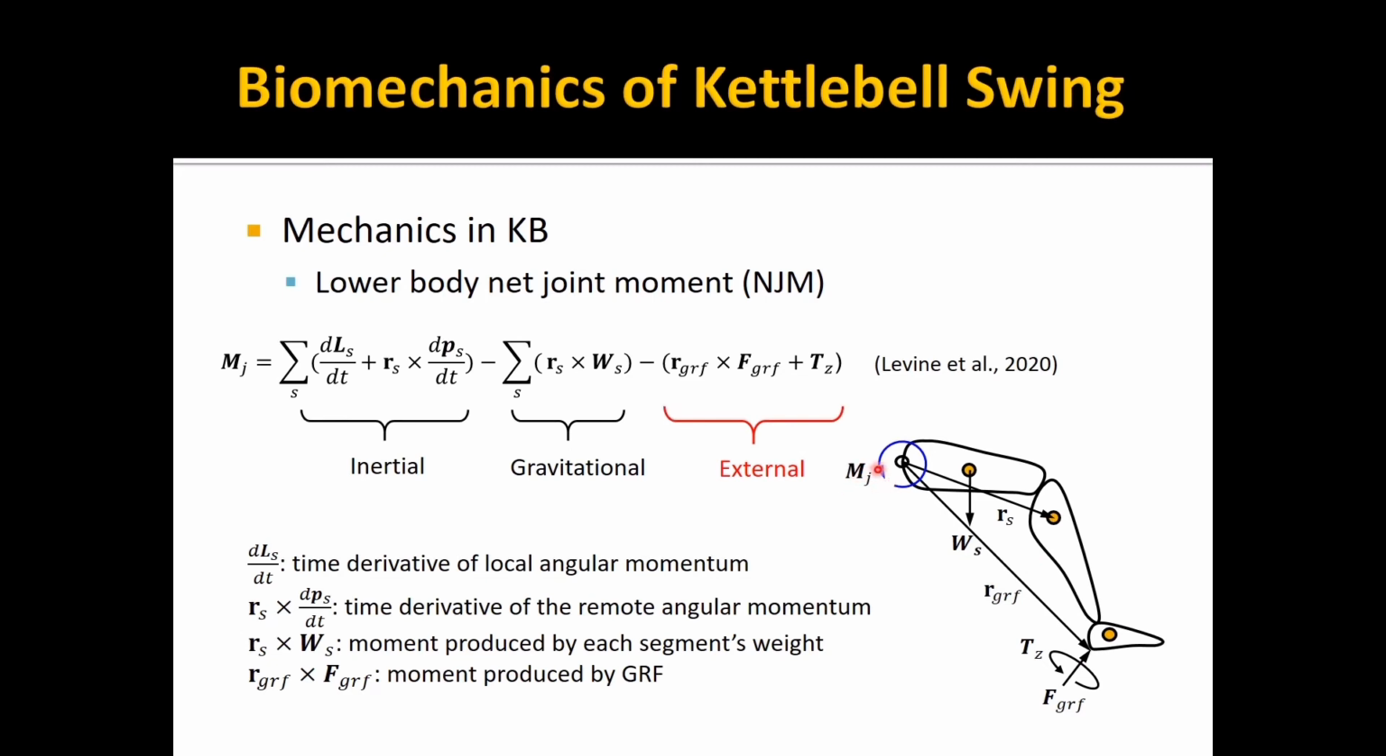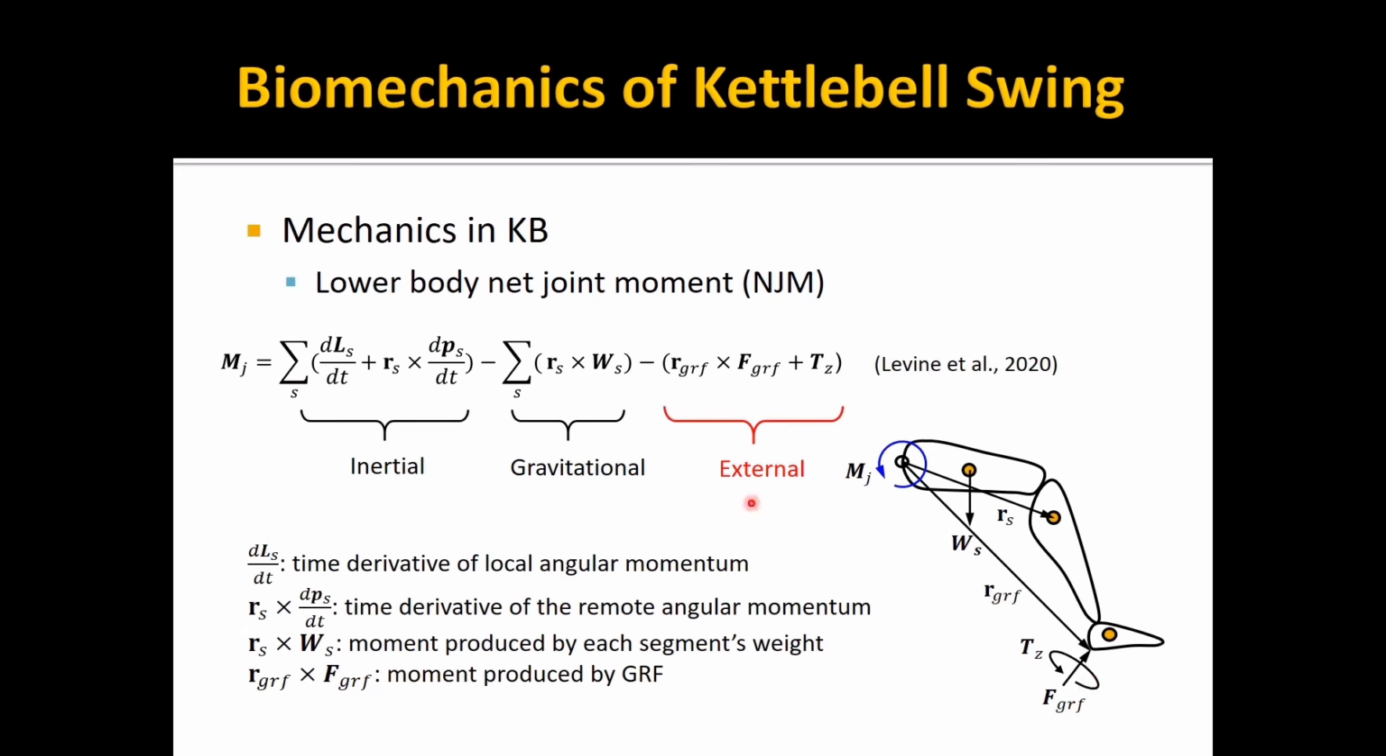Here Mj means the net joint moment, and rs means the position vector drawn from a joint center to the segmental center of mass, and ws represents this arrow, which means the weight acting at the center of mass of each body segment. rGRF means the position vector drawn from a joint center to the center of pressure, and FGRF is the ground reaction force, and Tz is the free or twisting moment acting at the center of pressure.